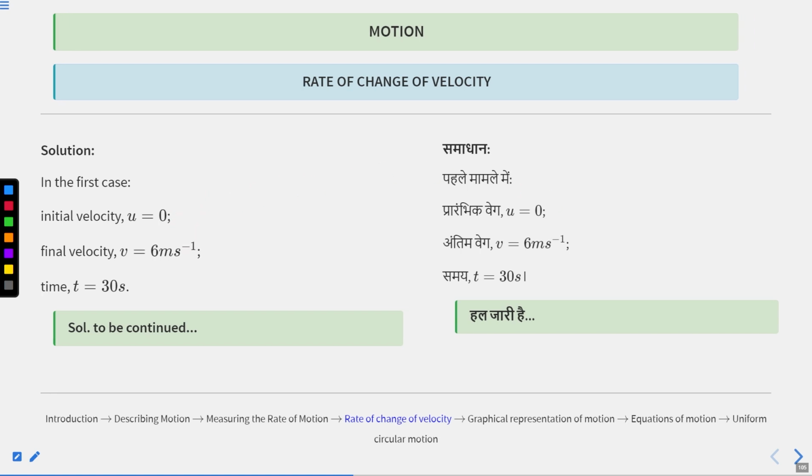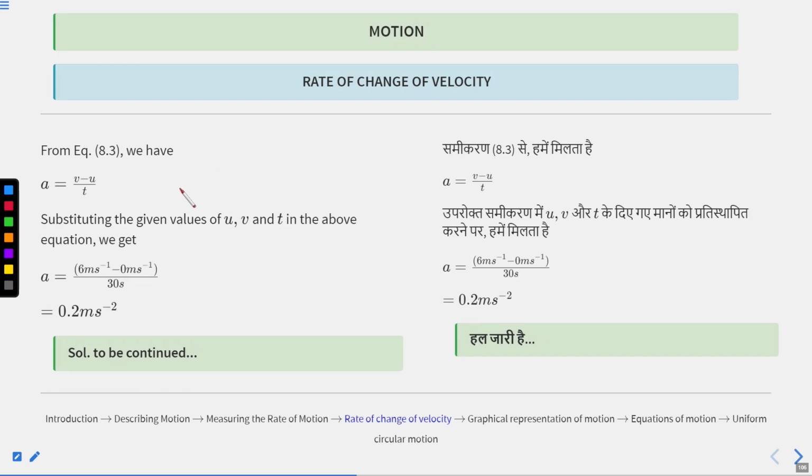So the initial velocity is 0 because the object was stationary, it was at rest. The final velocity is 6, and the time taken is 30 seconds. So the first case is clear to us. Acceleration is v minus u by t. The value of v is 6, the value of u is 0, the value of t is 30. Acceleration will become 0.2 meter per second square. This is the correct answer for the first case: acceleration is 0.2 meter per second square.